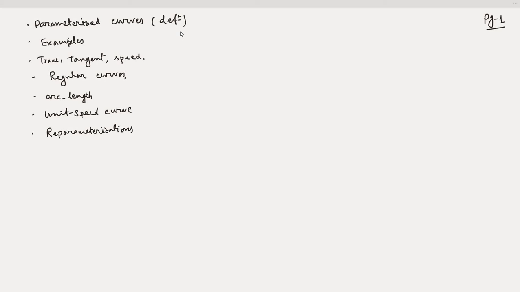So in reparameterizations, we have shown that every regular curve admits unit speed reparameterization. So, unit speed reparameterizations. So next we study curvature.